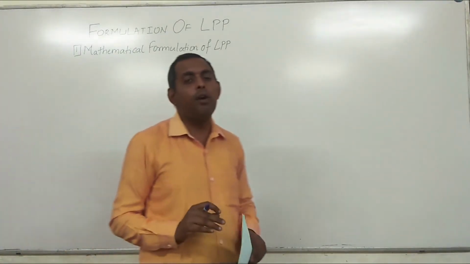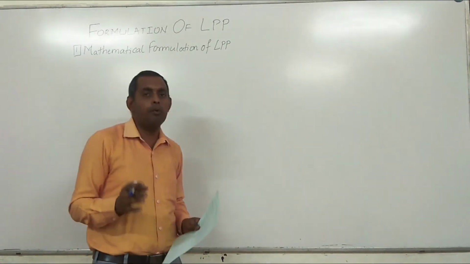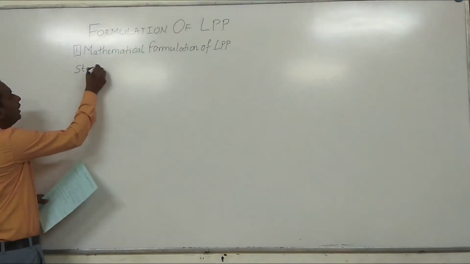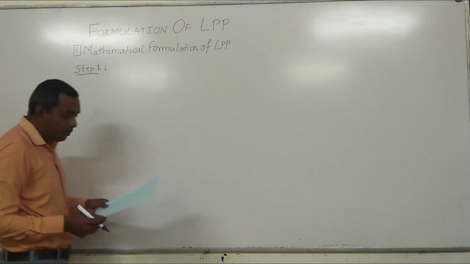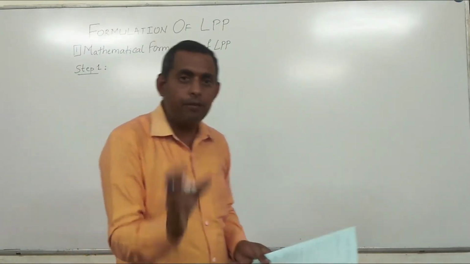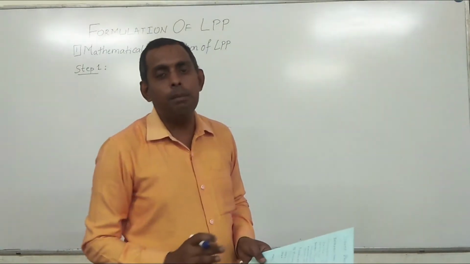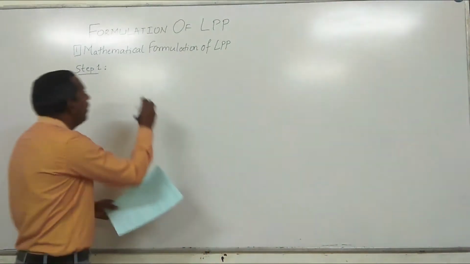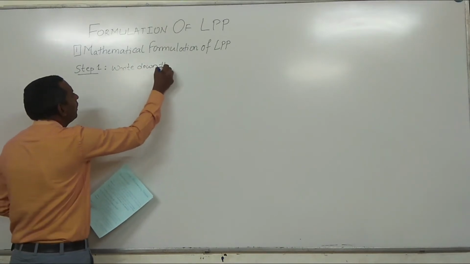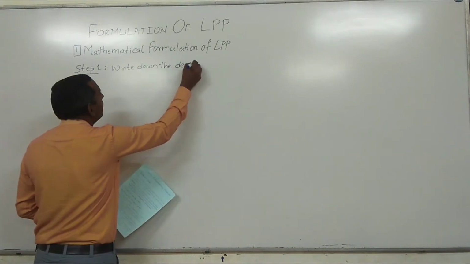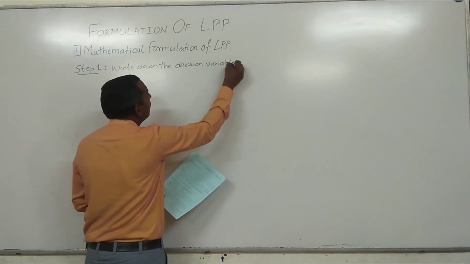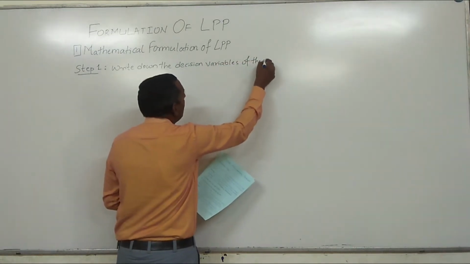So it contains the following steps. Step number 1 is to write down the decision variables of the problem. So first of all, we have to write the decision variables of the problem.